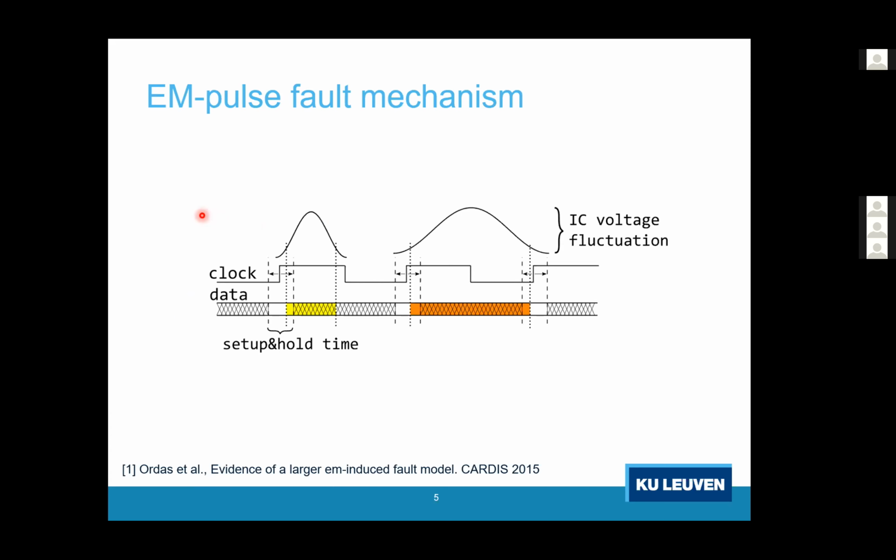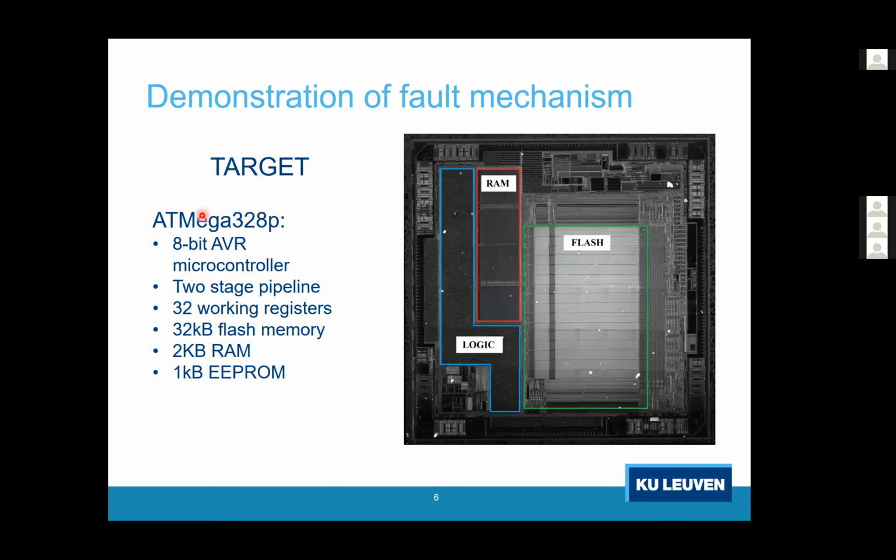So in order to demonstrate a little bit the effect of EM pulses on a circuit and to show the fault model, we targeted the ATmega328P. This is the common microcontroller that you can find in an Arduino Uno. It's an 8-bit AVR microcontroller. It's a two-stage pipeline, with 32 working registers, some flash memory, some RAM, some EEPROM.